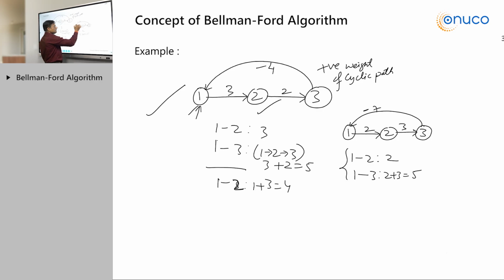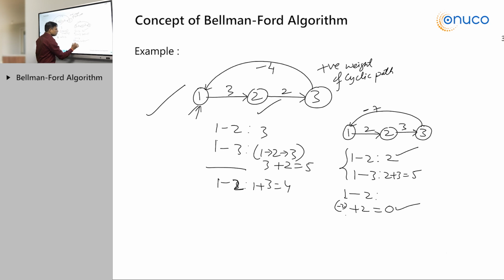So 5 minus 7 is minus 2. So here at 1 we already have minus 2 values. Then 1 to 2, what will be the value? 1 to 2 is going to be minus 2 plus 2, which becomes 0. Look, 1 to 2 was 2, now we are getting 0.